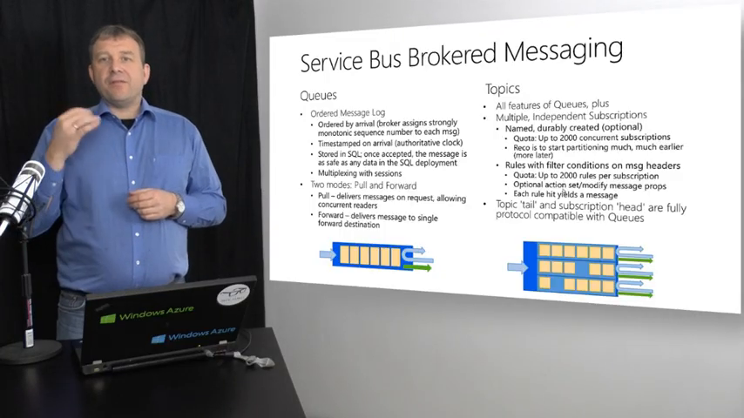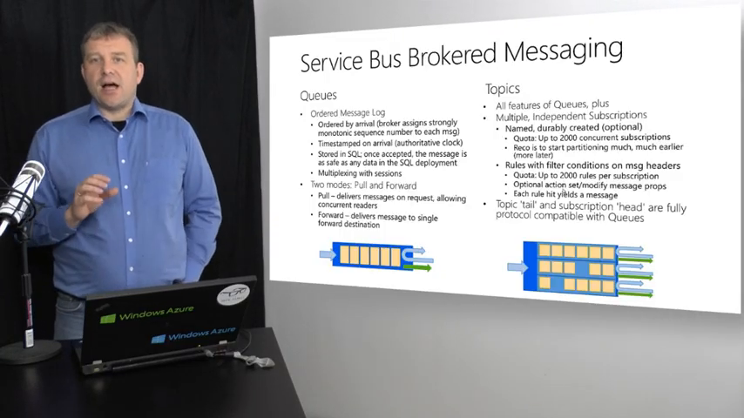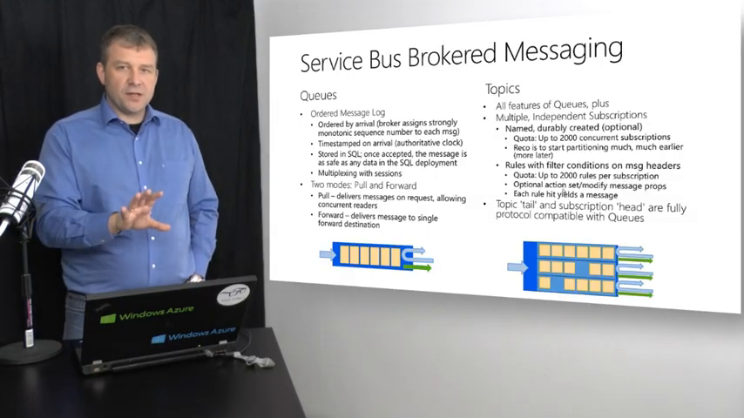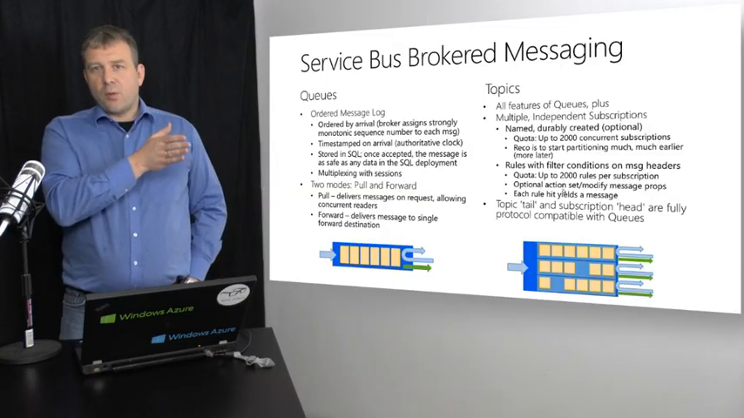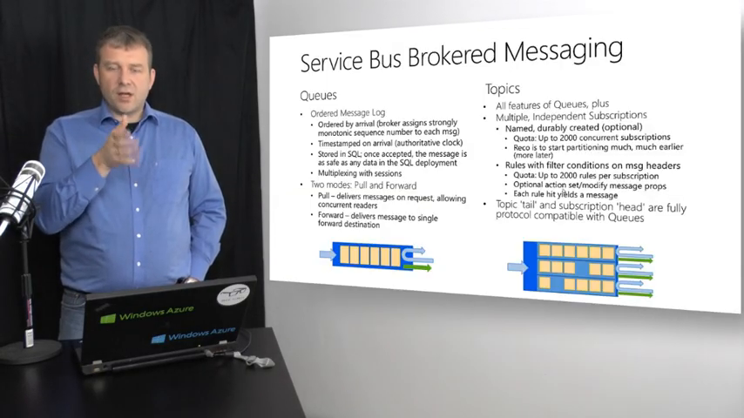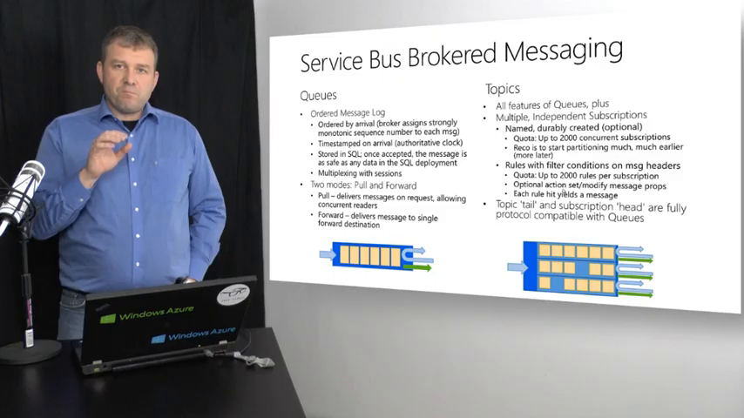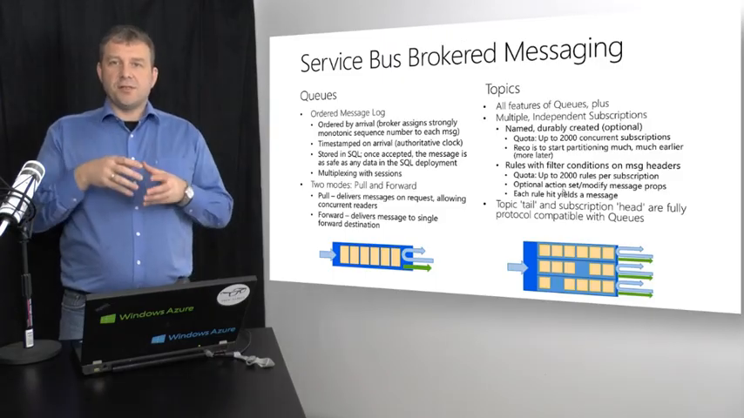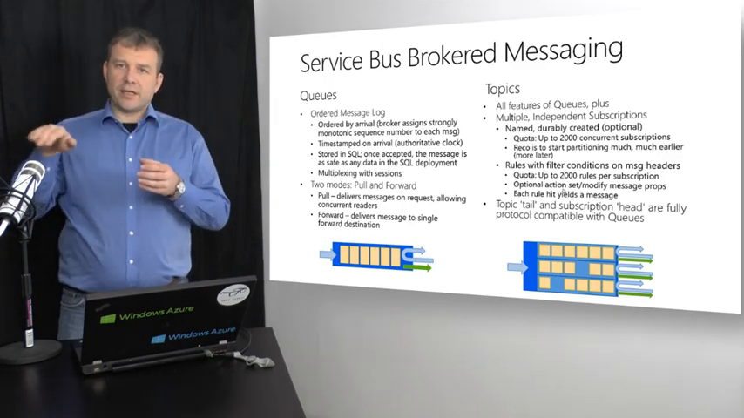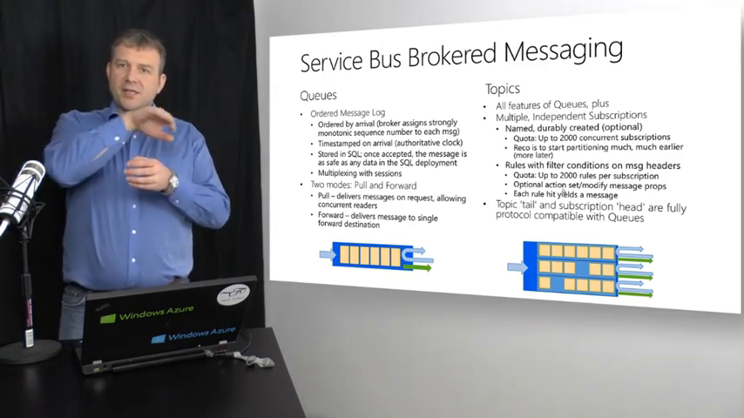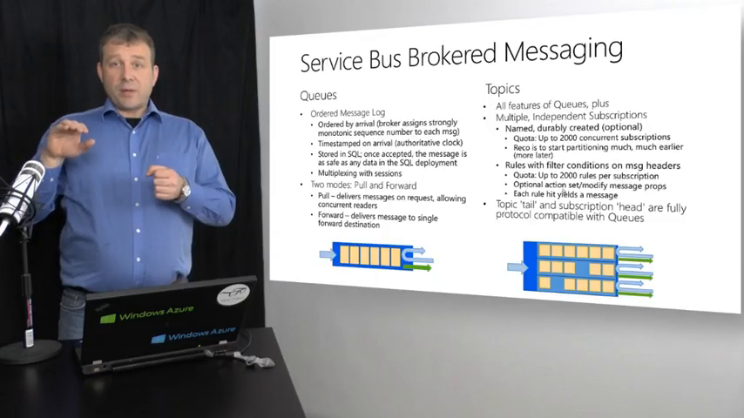Topics have all the same features that queues have. So they have the same kind of notion of a message log, and they have the same kind of operations that are being done on ingress on the messages. But they have multiple outs. A queue has a single out. It has, effectively, a single cursor that runs over that message log and traverses it by sequence ID. The topic has multiple of those.